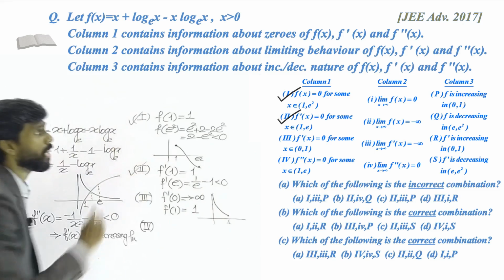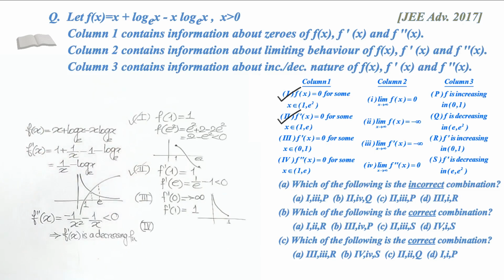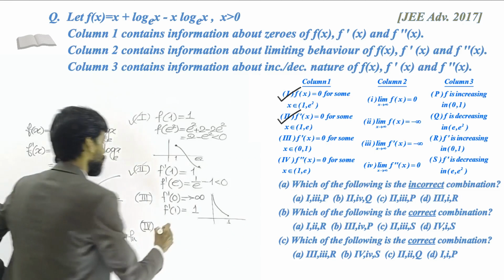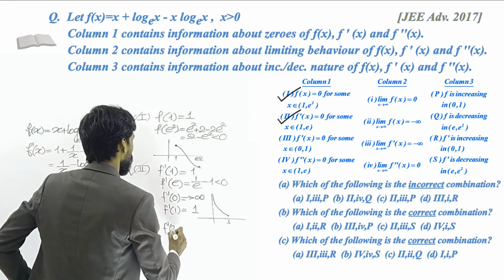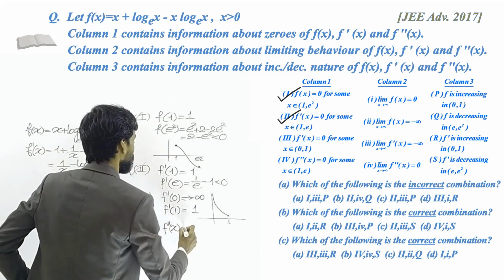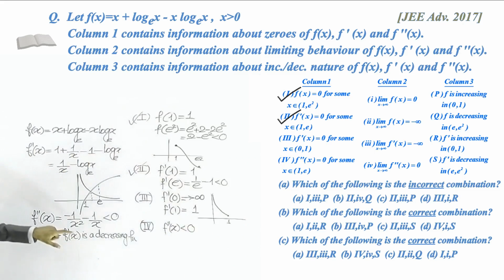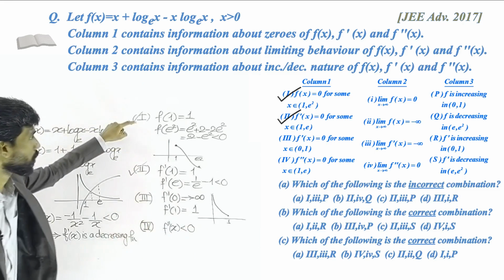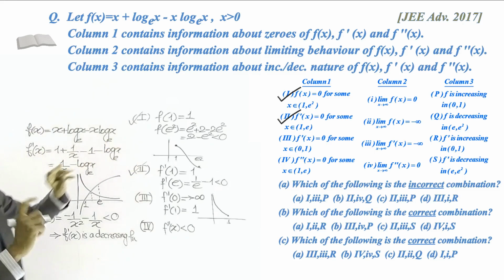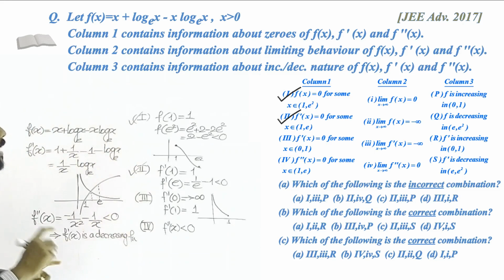What is the fourth one? f double dash of x equal to 0. Does it have a root? No, obviously, because f double dash of x is always negative. That is what we have proved here. It is never 0. So for no value is this second derivative 0, so that is also not correct. So only the first option and second option are correct in the first column. Alright, now we will take the next column.